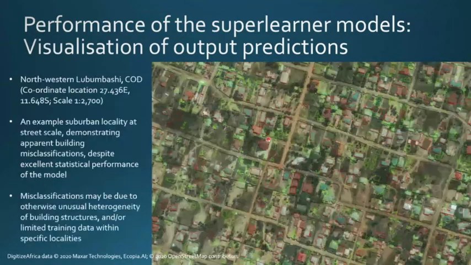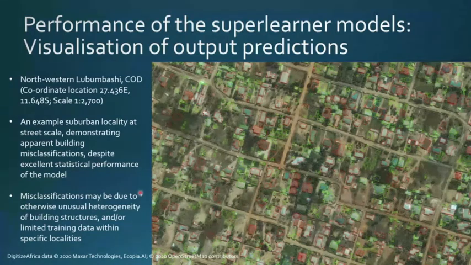But if we scrutinise it a little bit more and go down to street scale, this is an example from Lubumbashi in the Democratic Republic of the Congo, a city in the southeast of the country. This is an example suburban locality at street scale. You can see that most of these buildings, not necessarily all, but certainly most, should be residential. And it does appear as if there are some misclassifications, despite the excellent statistical performance of the model.